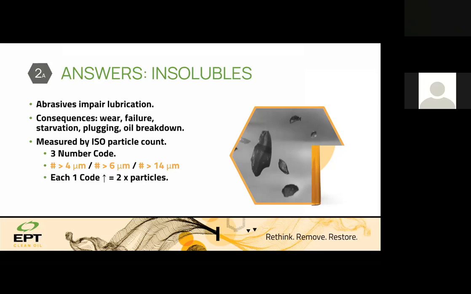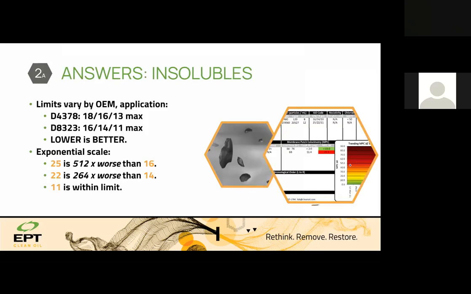We have a recommendation here for you. ASTM D4378, which is the governing standard for turbine oil testing, recommends for a turbine lube oil system a maximum cleanliness of 18/16/13. So if we go beyond this, then there will be problems. One code above these ISO particle counts is dangerous, it becomes 2 times more. You see on the right hand side.